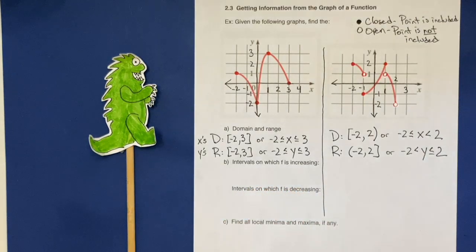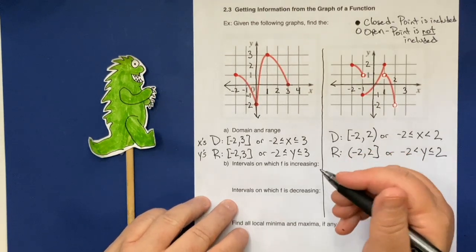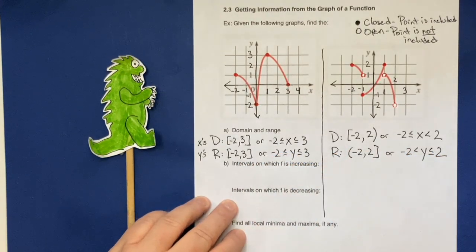So there we go. Woohoo. So those are the domain and range. Next up, we want to know when f is increasing or decreasing. Okay, so what is increasing? Increasing means going up.